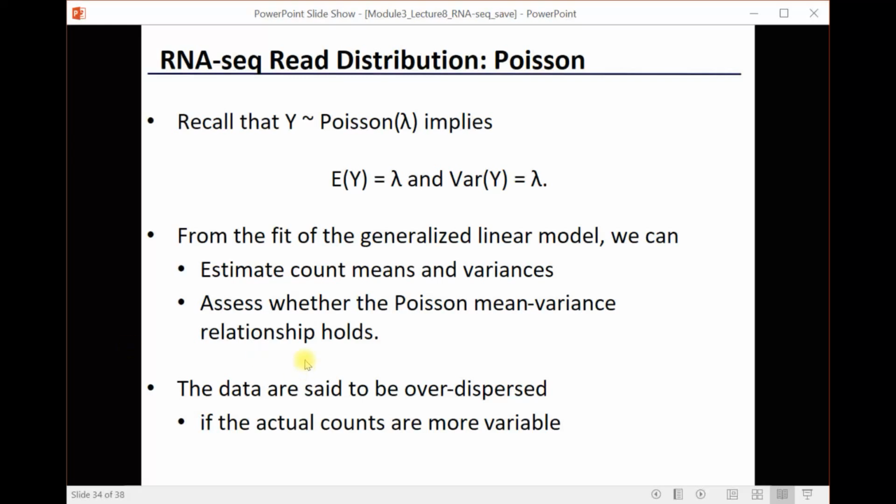So let's recall that in the Poisson distribution, the mean is the same as the variance. So if we plot our RNA-seq read count data, with the x-axis as the mean count and the y-axis as the count variance, then we can assess whether the Poisson mean-variance relationship holds or not.